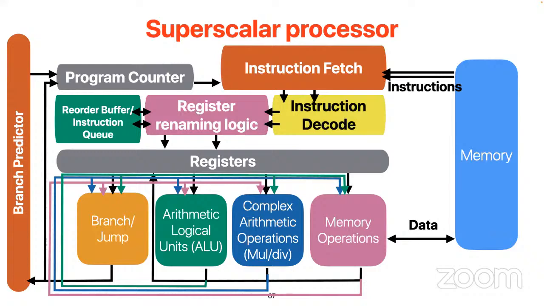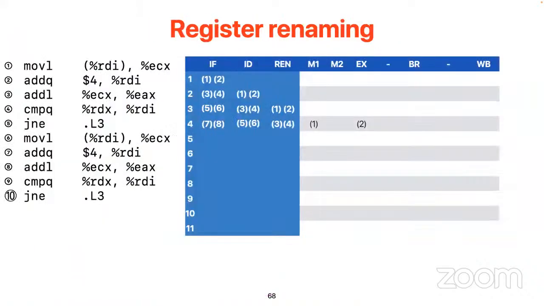And with that register renaming, this is the overall picture of a modern superscalar processor with dynamic scheduling capability: after decoding an instruction, we have the register renaming logic that renames the instruction to physical registers and puts them in a queue. Whenever it's ready, we put them into execution.